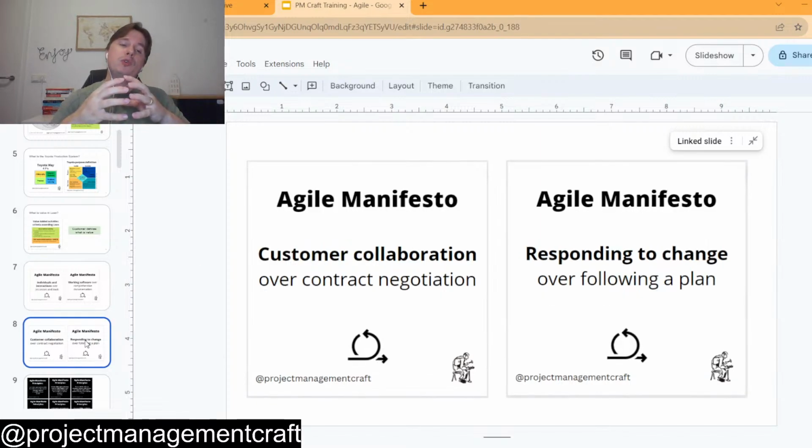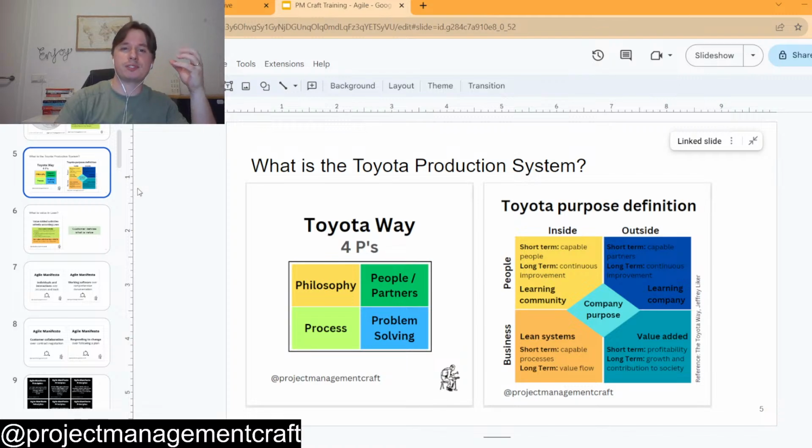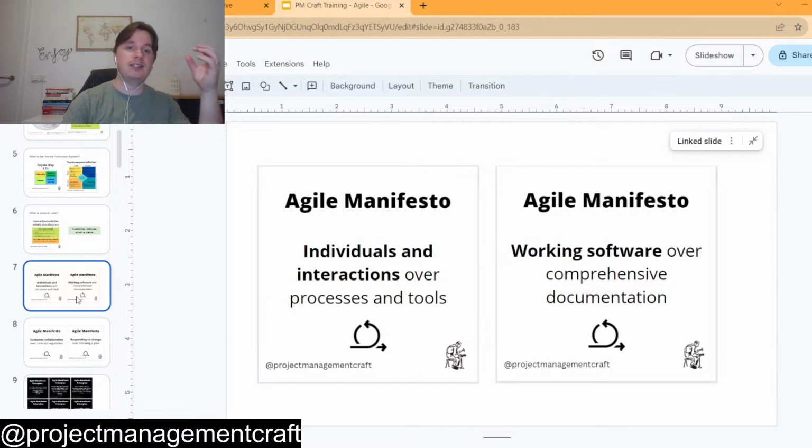So if you understand this basic Lean philosophy, the Toyota production system and the Toyota purpose definition, you can understand how the Agile Manifesto evolved from the Toyota production system. And again, why is this relevant? Because every time people tell me, I want to learn Scrum, where do I start? Well, the first thing is understanding the Agile Manifesto. And of course, what I'm giving you here is also a better understanding of the Agile Manifesto, because this is the entire foundation of what you are doing.